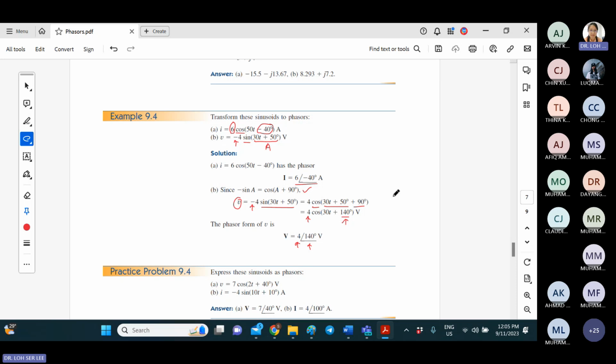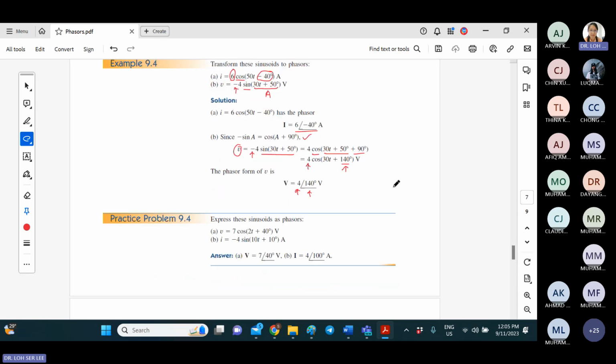Yeah. Good. Now we look at this exercise, V. This is very straightforward because we have a cos function. So that's why we have 7. This is your VM, 7. And this is your phi.